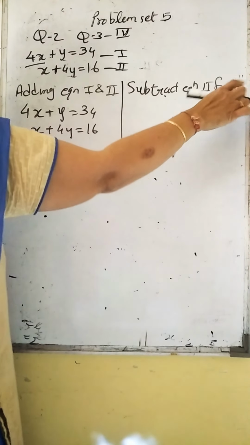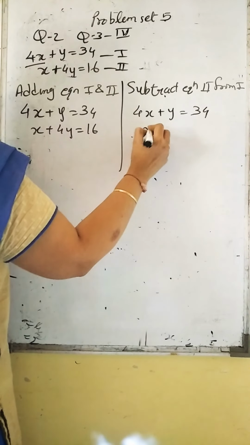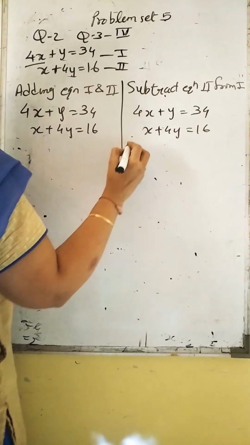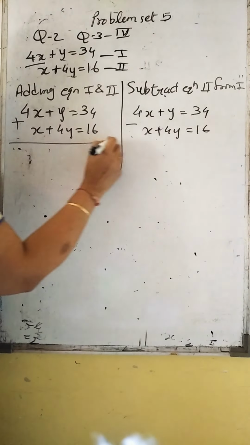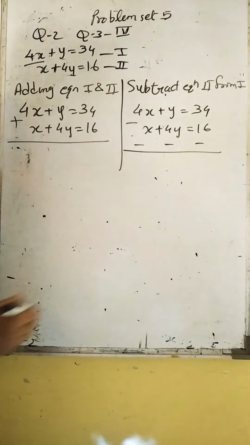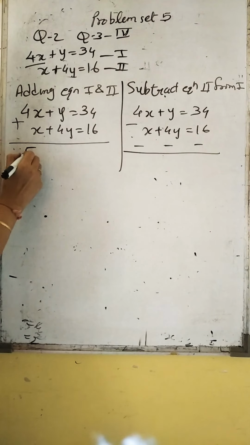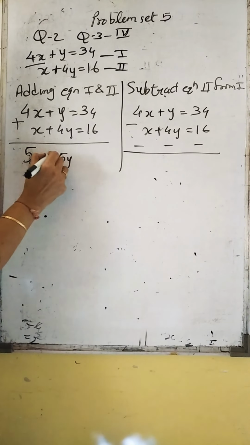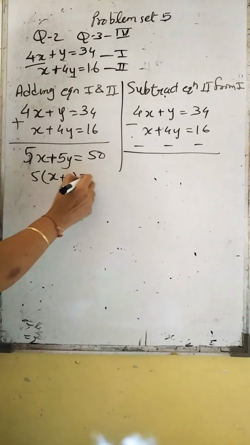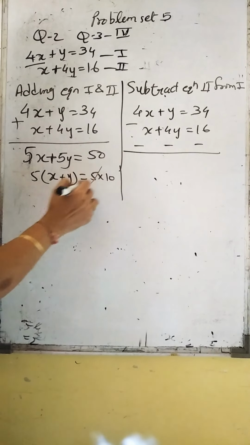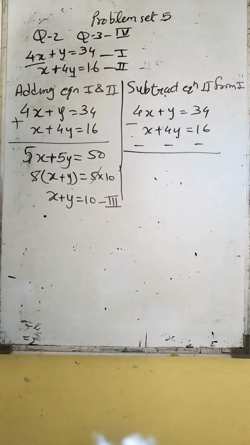Subtract 2 from 1, so after "from" comes 1, so 1 comes on top. 4x plus y equal to 34 and x plus 4y is equal to 16. As it is a subtraction, this is addition. Addition, no problem; in subtraction we are going to change the sign, right? So once you do it, this will become 5x plus 5y is equal to 50. So you can just take 5 common in both. So you will be left with x plus y is equal to 10. Give this as equation number 3.